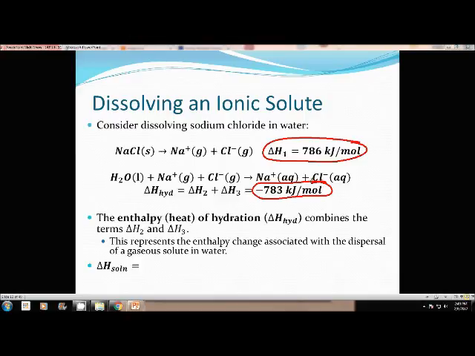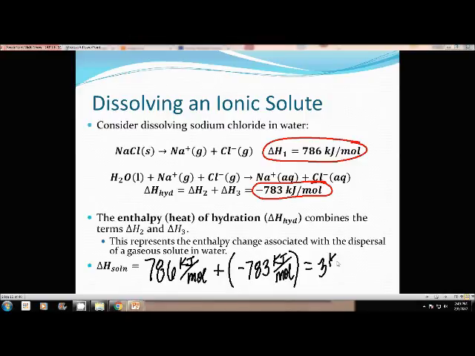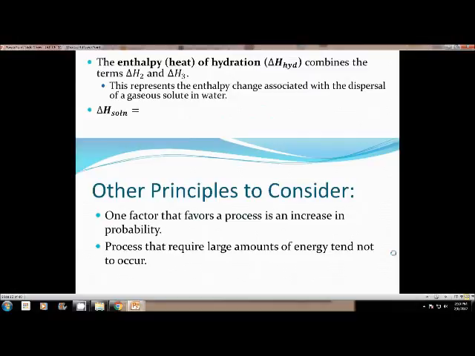So, doing that, to find the heat of solution, we would take our 786 kilojoules per mole plus the negative 783 kilojoules per mole from the enthalpy of hydration, and so when we add those together, we get 3 kilojoules per mole left over. So this number is very small, but that means that the dissolving process requires a small amount of energy, so it will be very easy to dissolve. Something that would have a very high number for the enthalpy of solution would mean that it takes a lot more energy to dissolve, and so it's maybe not going to be a very good solute. So it would be insoluble.